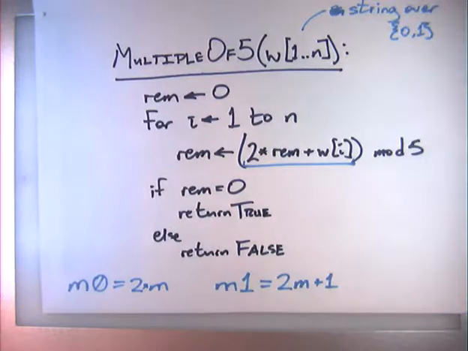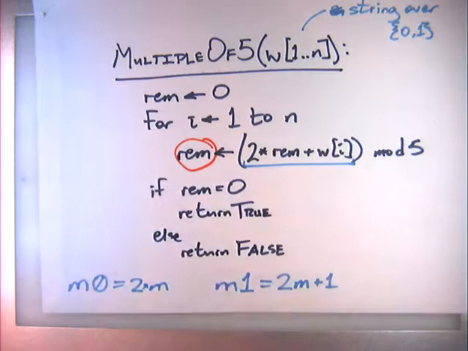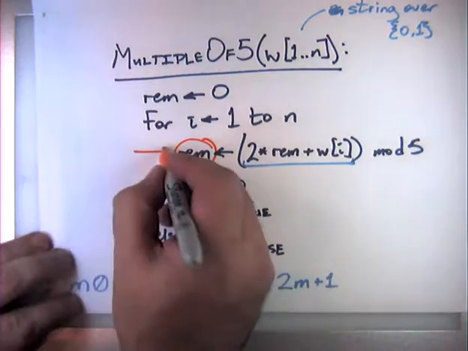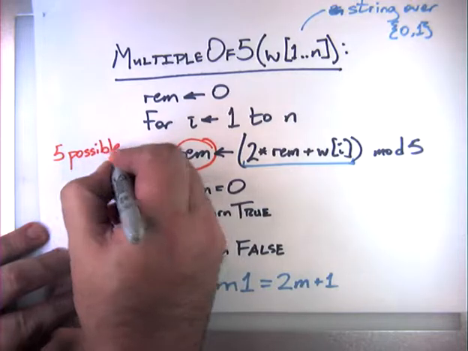Okay, the important feature that I want to point out about this algorithm is that aside from the variable i, which is just a counter that scans through the input string, there's only one variable in this algorithm. And it can only have a small number of possible values.